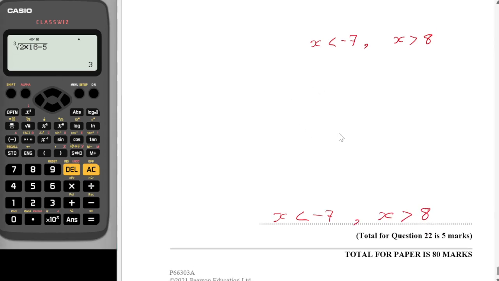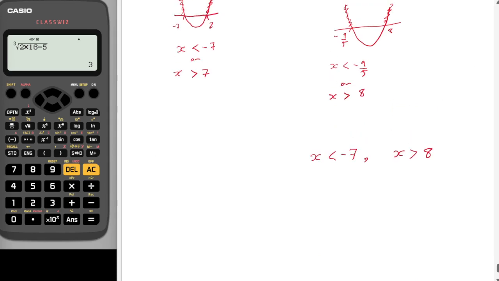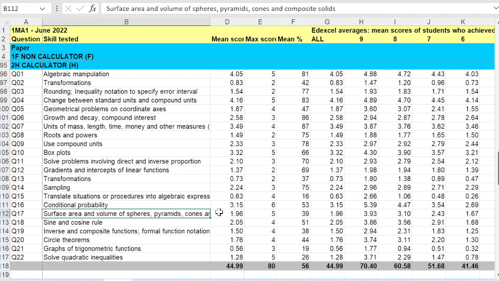And that brings us to the end of that paper. I hope you found that useful. Just before I sign off, let me just show you the mapping document. Okay, so there are question numbers mapped to the skills. So for example, if you really struggled on question 17, your additional specific revision might be surface area and volume of spheres, pyramids, cones, and composite shapes.